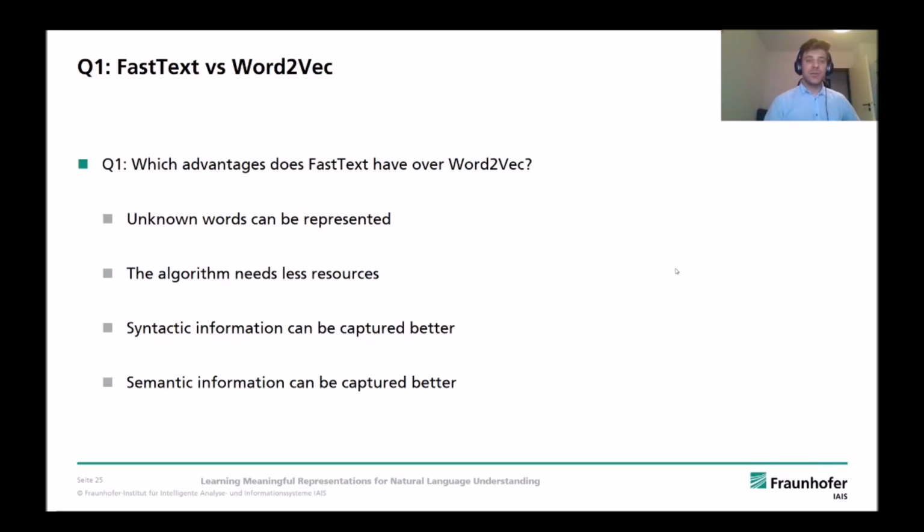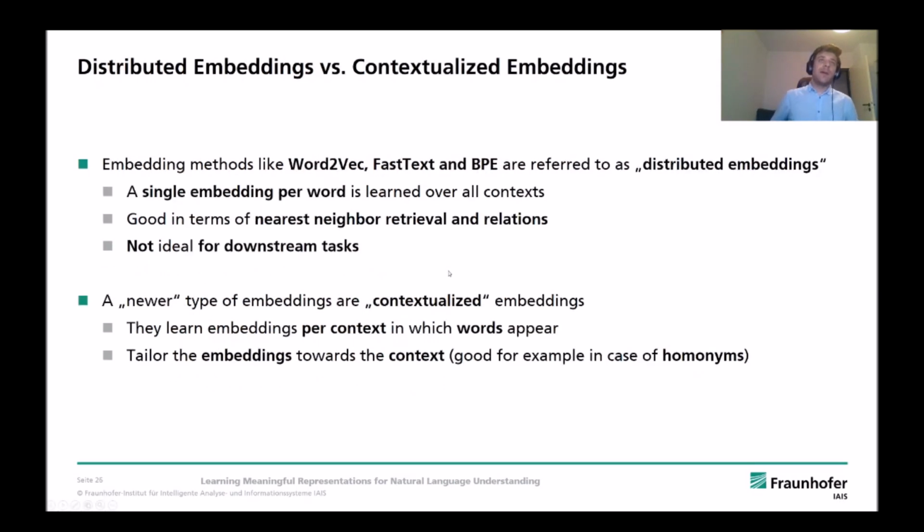So let's look into contextualized embeddings. And first of all, what are the differences between distributed embeddings and contextualized embeddings? Embedding methods like Word2Vec, FastText, and BPE are referred to as distributed embeddings. You have now seen them. They have a single embedding per word or per character sequence, and this is learned over all contexts. They are very good methods in terms of nearest neighbor retrieval and capturing relations between nearest neighbors, or words in general, but it's not ideal for downstream tasks.